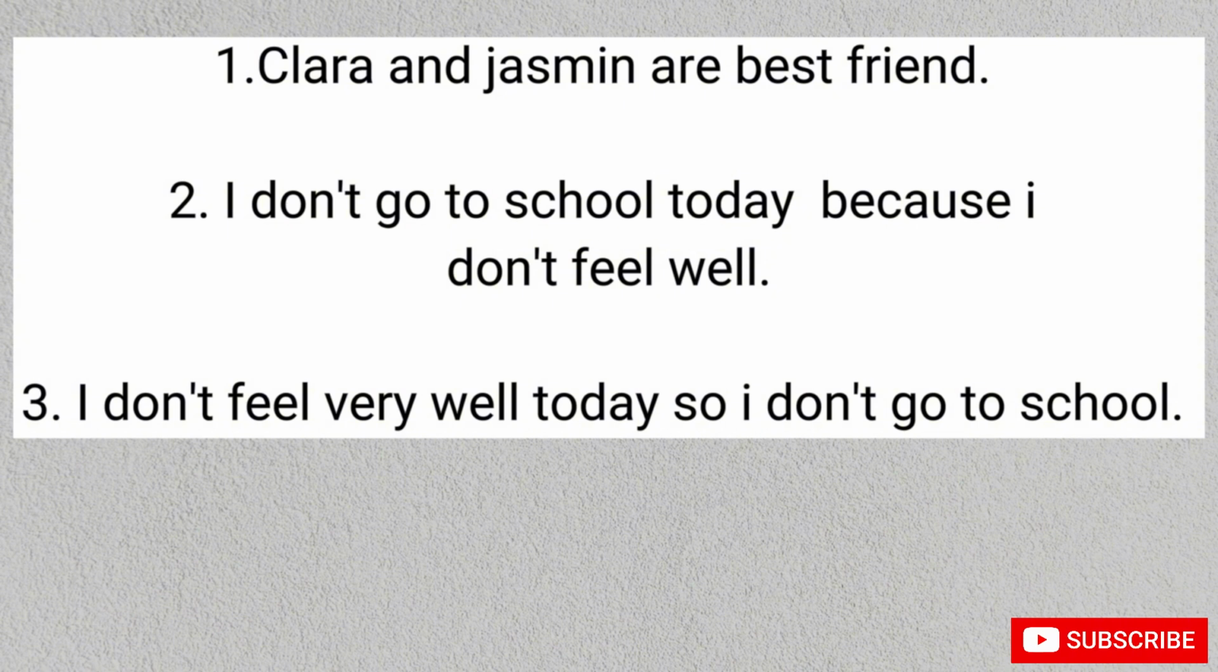For example, I didn't go to school today because I don't feel very well. Here, there are two sentences. We call them clauses. The second clause, I don't feel very well, is the reason. And the first clause, I didn't go to school today, is the result. The conjunction here is because, and it shows us this reason and result relationship.